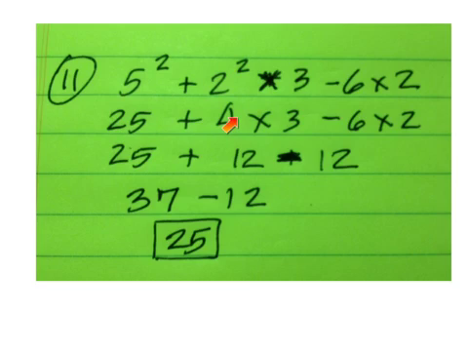That's 25 and 4. Then do the multiplication here to get 12 and this multiplication to get 12. 25 plus 12 is 37, minus 12 is 25.